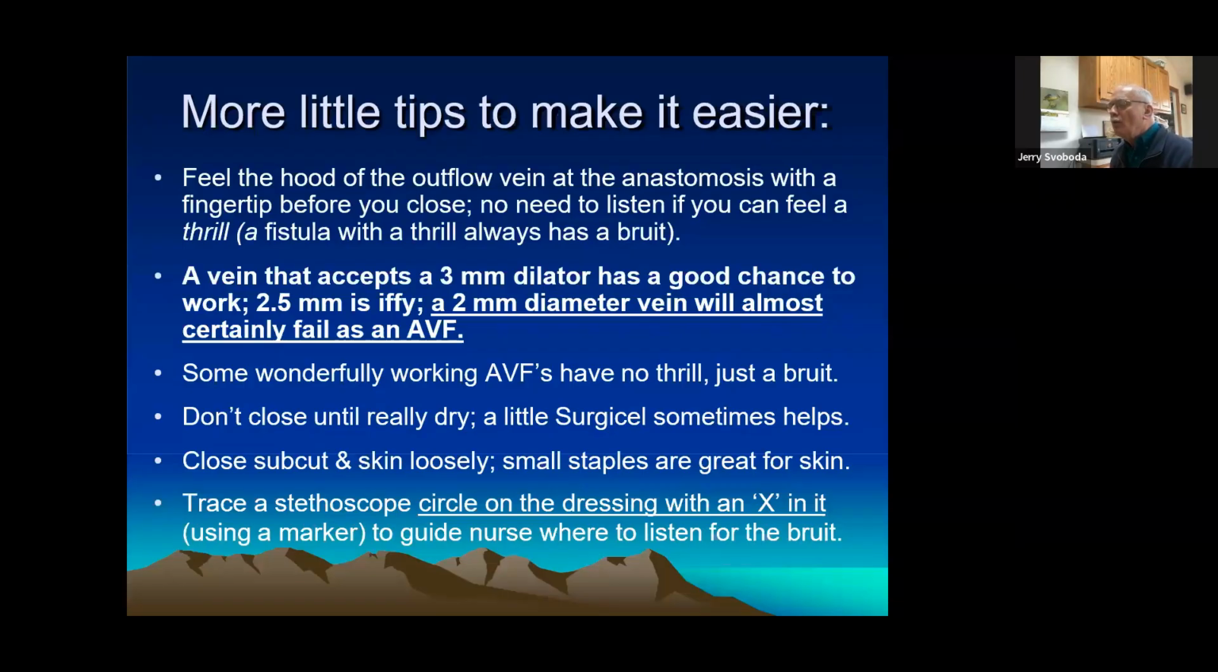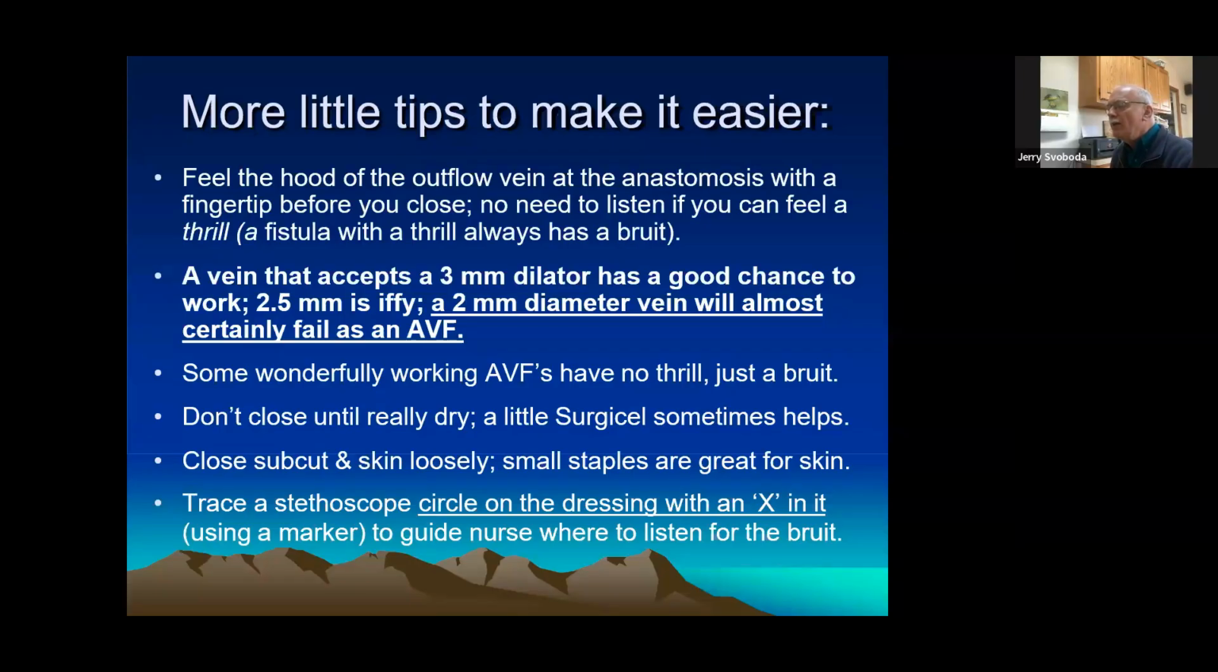Some well-working AV fistulas have no thrill and never develop one. They just have a bruit. Now, at this stage of the game, you want to try to make sure that the fistula is working before you close. If you feel a thrill, it's working. You don't have to do anything more. You just dry things up and close.